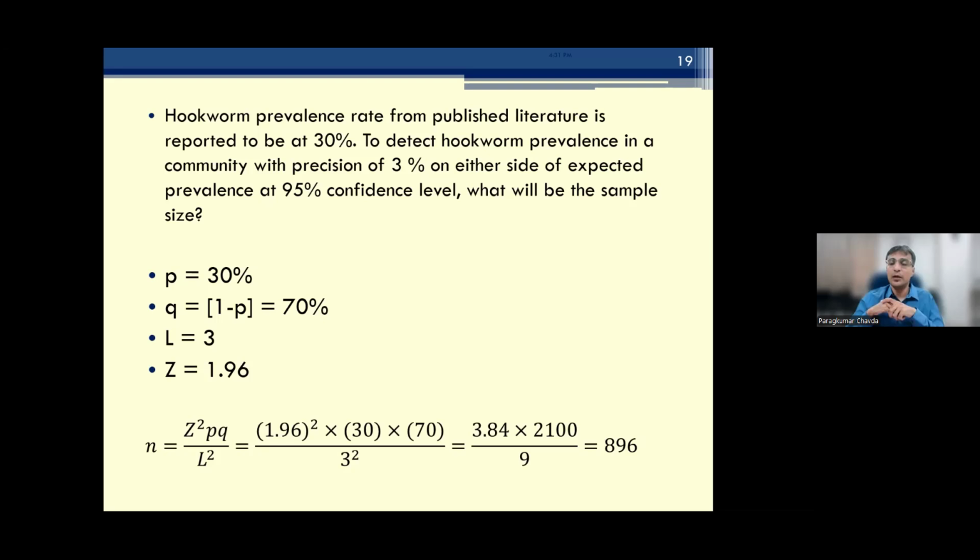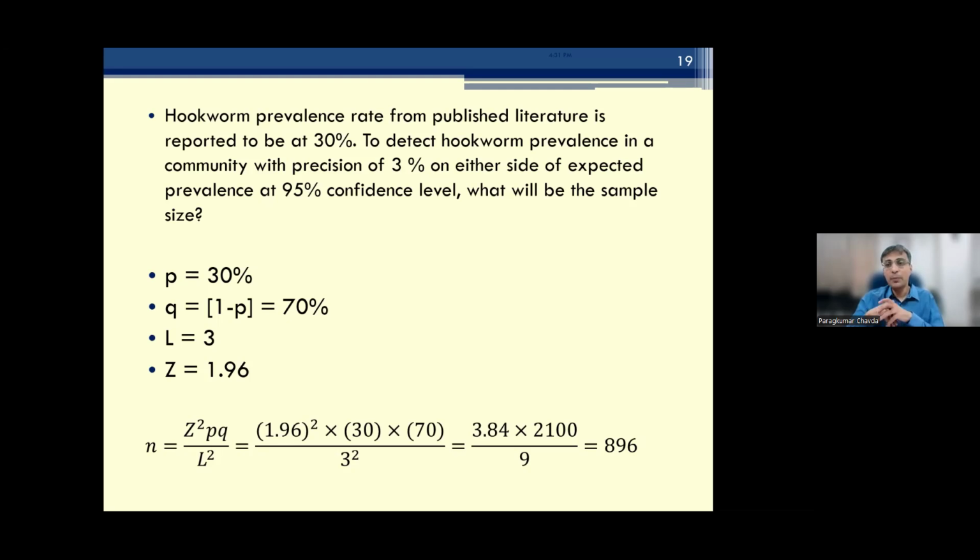So the amount comes out to be 896. Now we might say that going to the community and collecting stool samples from these many children might be a little difficult. So what can we do? This is not feasible. We want something which is a little more manageable number. We want the number to be a little bit less.